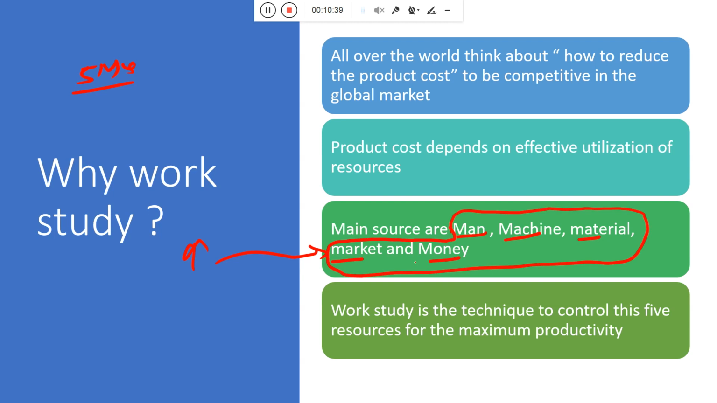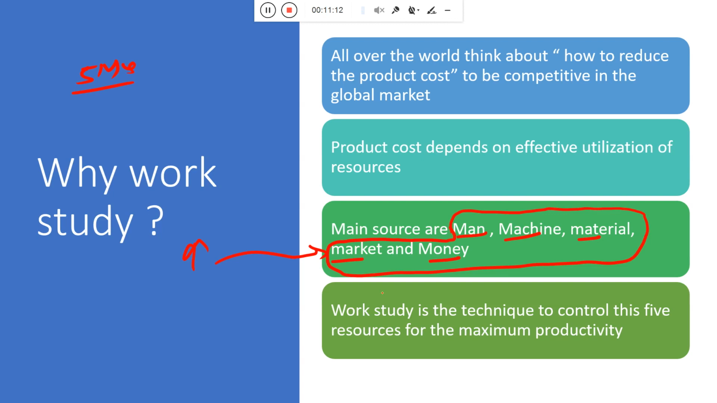Effective utilization. Okay, I am not talking about any new investment. No, it is the existing resources you have. Now how to utilize those existing resources in an effective manner so you can generate a good amount of benefit, or you can say we are competitive in the global market. So how can we do all these things? That's why we need to apply these concepts. Okay, and how to do all these things we will discuss.